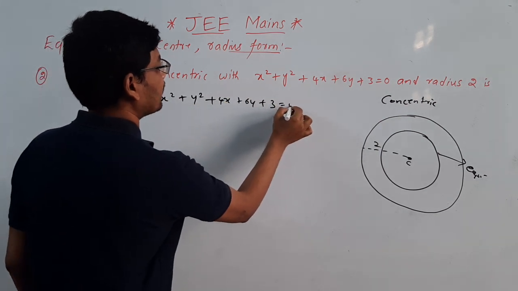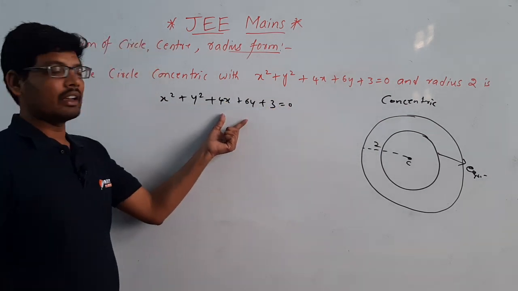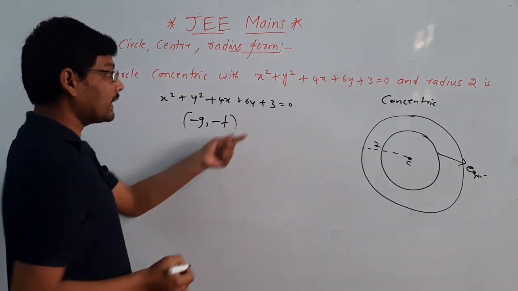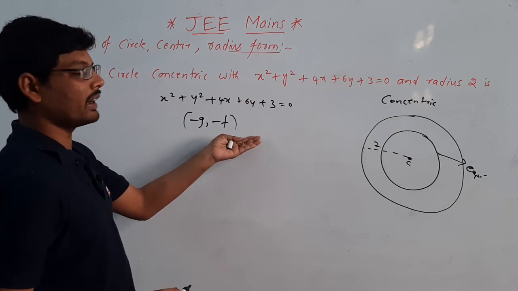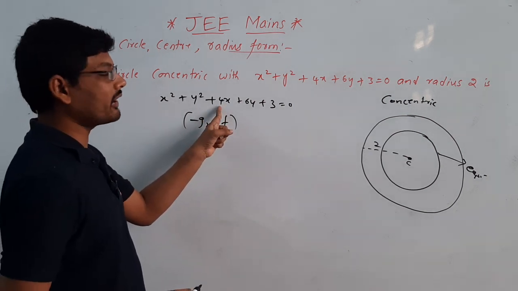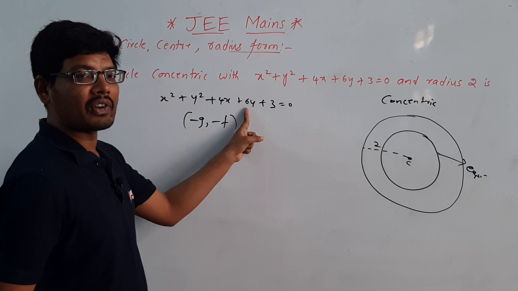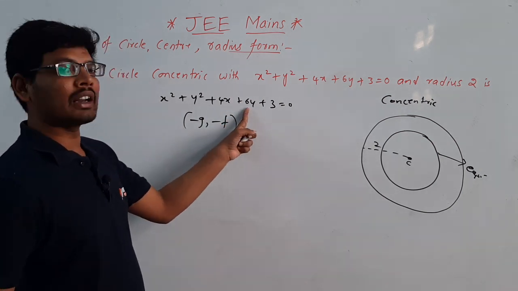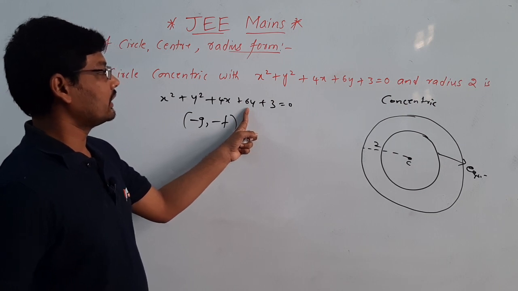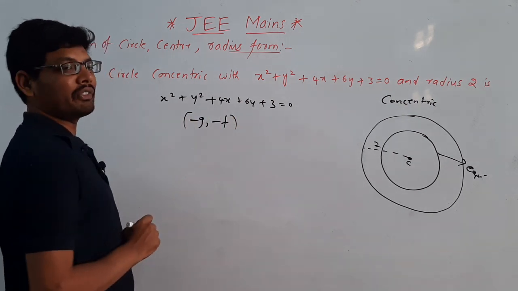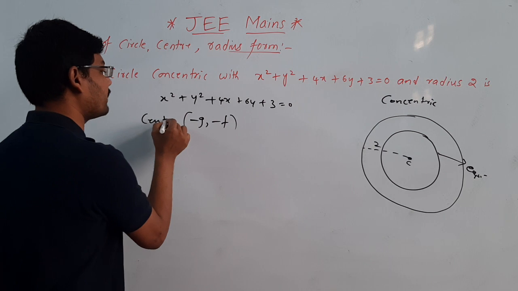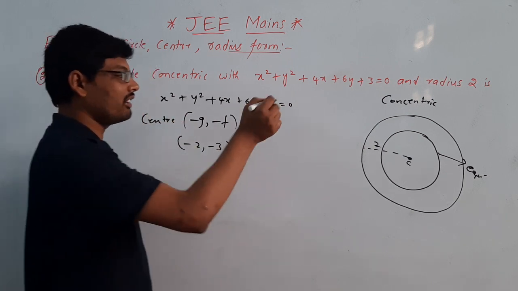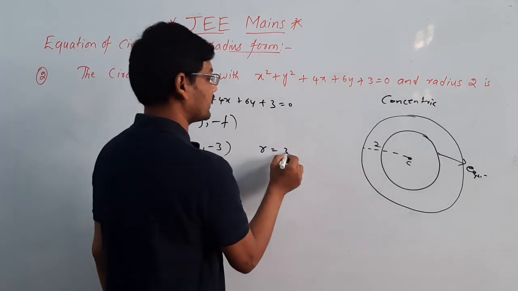So observe clearly, from this equation we need to find the center, minus g, minus f. So directly, I am taking minus g, minus f. g is nothing but half of this one, f is nothing but half of this one. So g is half of this, which is 2, f is half of 6, which is 3. So minus g, minus f is the center here. So directly I am writing minus 2, minus 3 is the center, and having radius r is equal to 3.